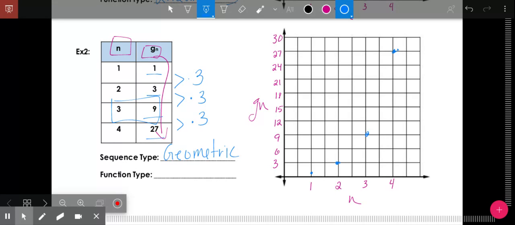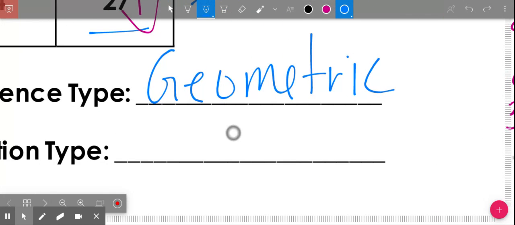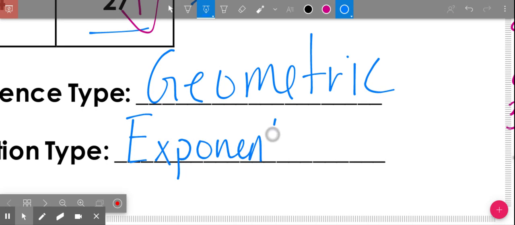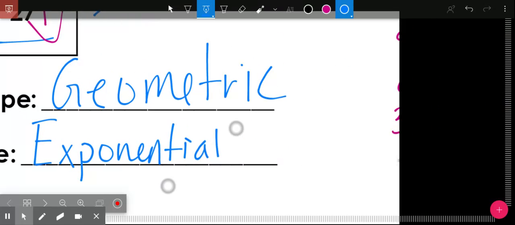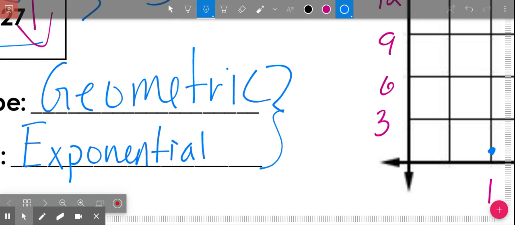So looking at this one, now I need to figure out what type of function does this look like if I connect all the points. We're not going to, but if I did, it would look like this. Remember, anytime we have that nice curve like this that gets really close to 0 but never quite gets there, that's going to be called exponential. And these, just like with arithmetic and linear, these always go together.